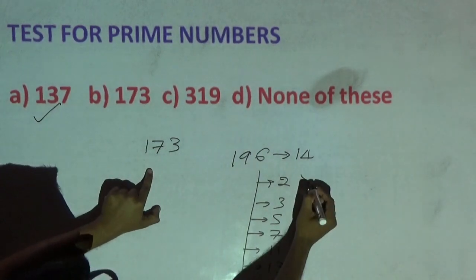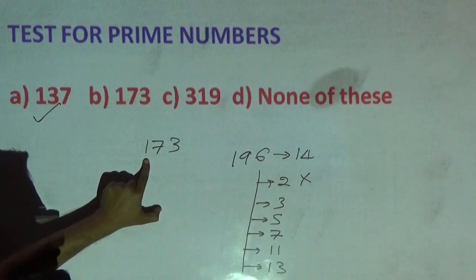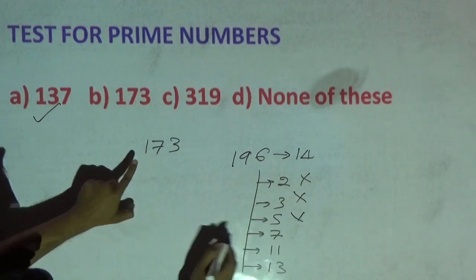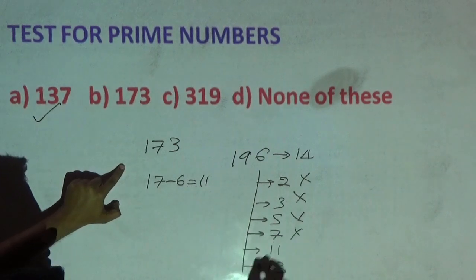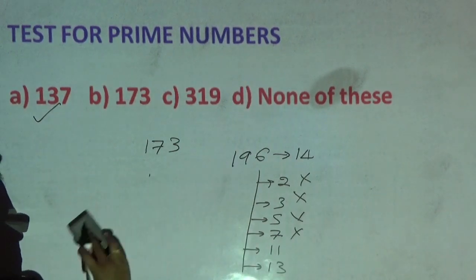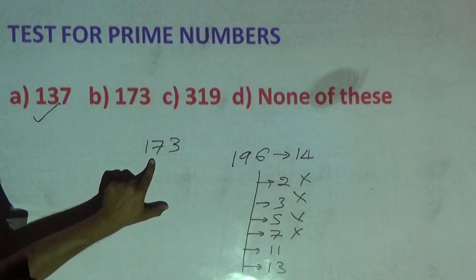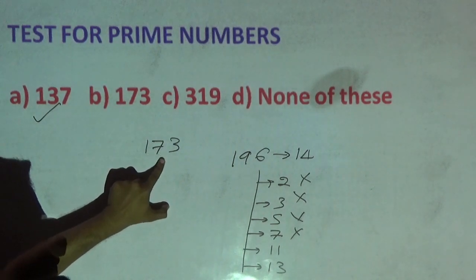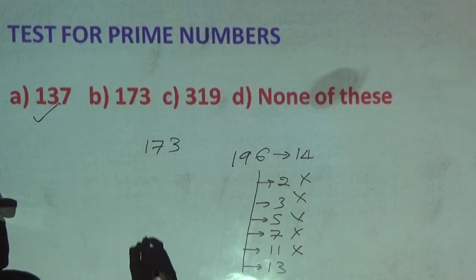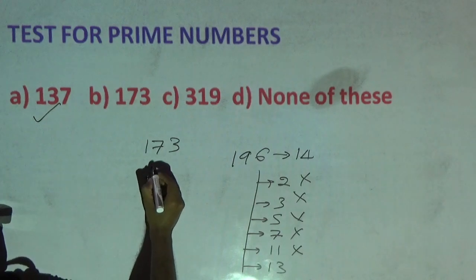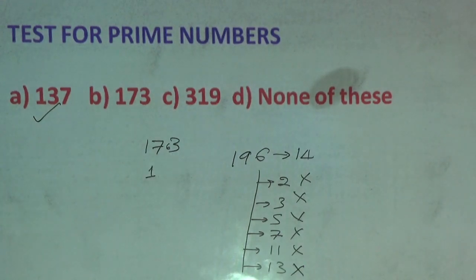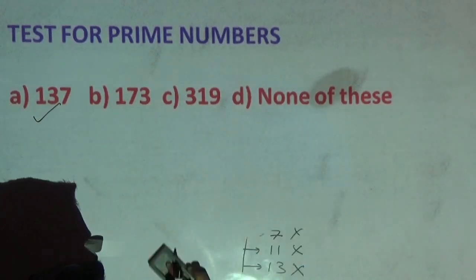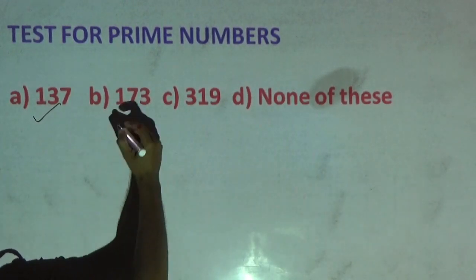Whether it is divisible by 2? No. Whether it is divisible by 3? No. 5? No. 7? How to check? 17 minus 6, that is 11. This is not divisible by 7. Then I will check whether this number is divisible by 11 or not. 11 once is 11. What is left out? 6. So this is not divisible. Now 13 once is 13. What is left out? 6. Whether it is divisible by 13? No. Therefore 173 is also a prime number.